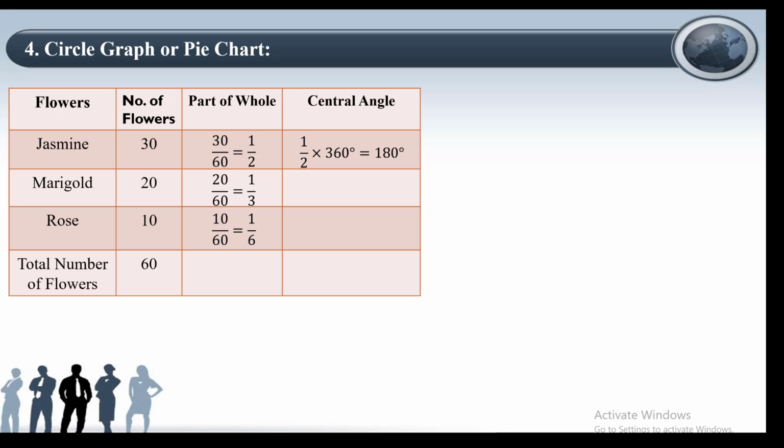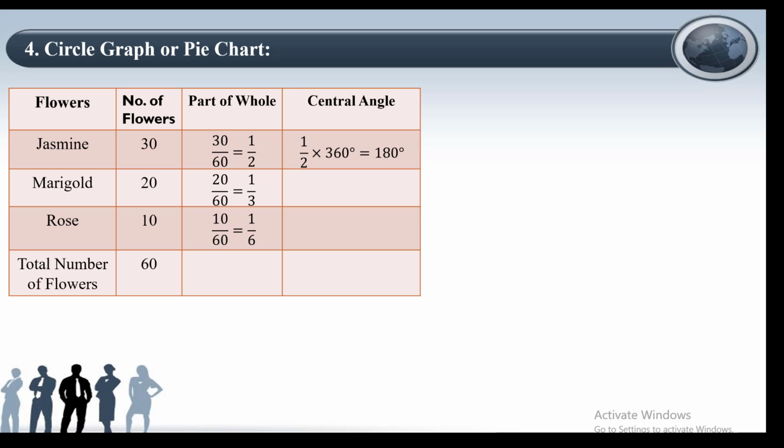We will represent this number by a sector of a circle whose central angle is 1 by 2 multiplied by 360 degrees, which is equal to 180 degrees. That is a half circle.